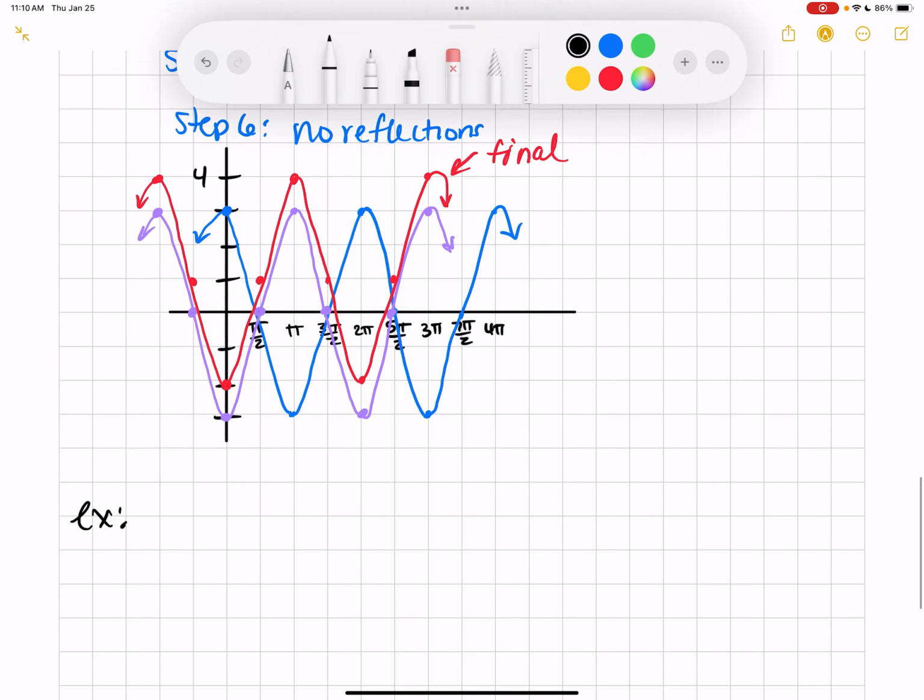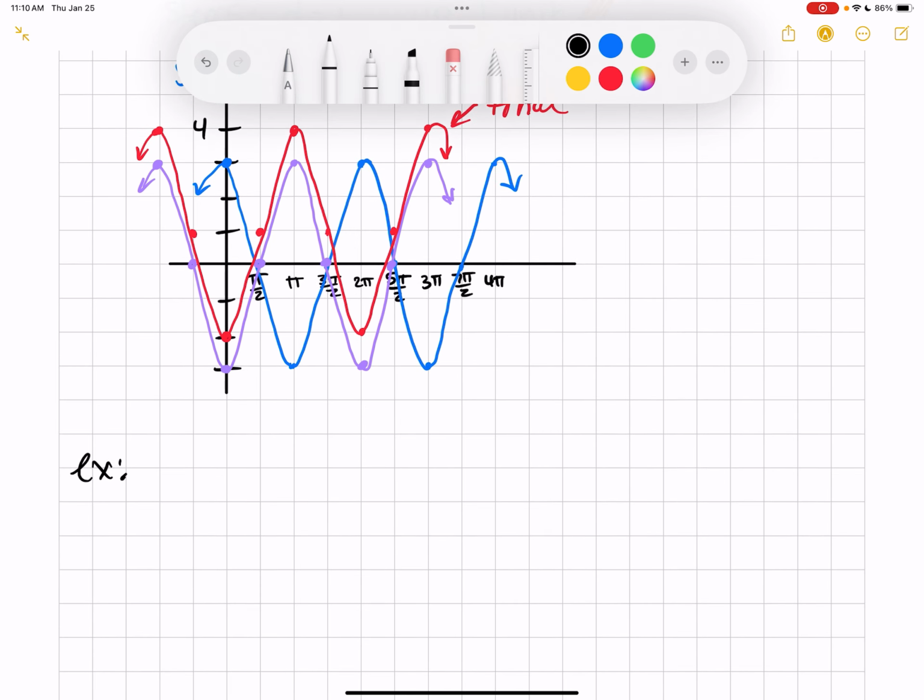Normally, I don't care if when you shift, you do it all as one thing. I like to do at least the parent function first. And then if I'm going to shift left or right, up and down, you can do that all at once, or you can do it separately. So I just did it in steps, but it really doesn't matter.